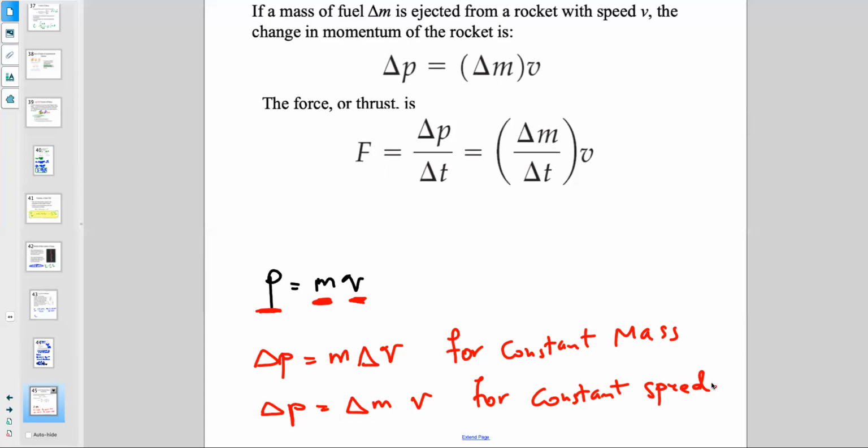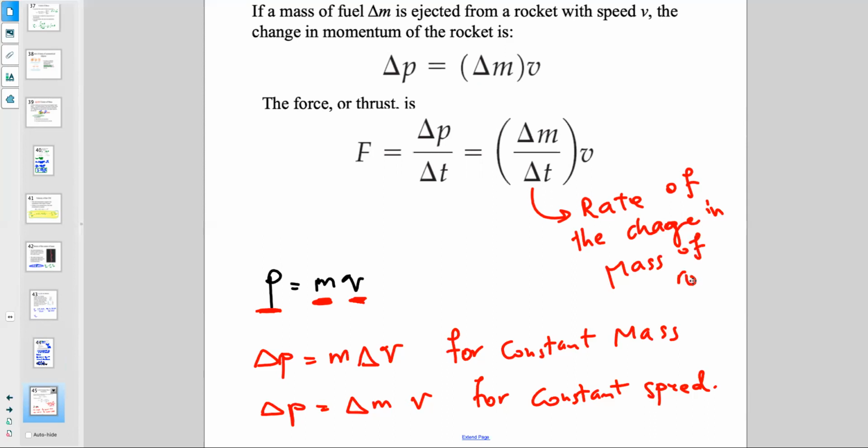Okay, so if you want to find the thrust force in a rocket, F would be delta p over delta t, and that delta p, which is right here, is delta m v. Okay, delta m v, and I have it right there. And delta m over delta t would be the rate of change in mass of a rocket, for example.